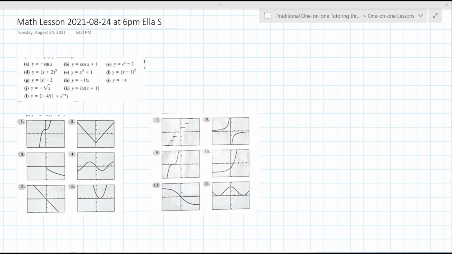Okay. So number two is asking you, what is this a graph of? And it's hard for me not to just tell you it's letter G, absolute value functions. V. Mm-hmm. And that's the only one that V's. Yeah. That's number two. There's no work for that.